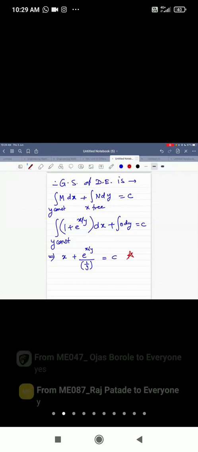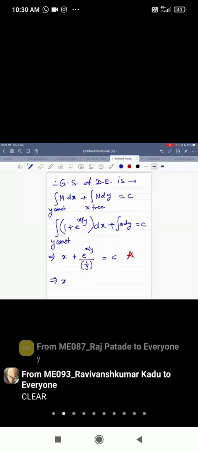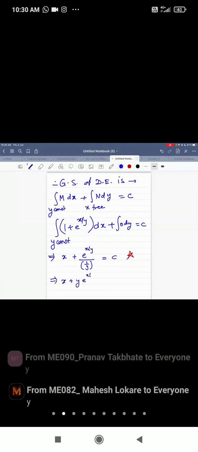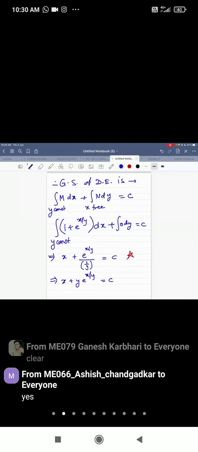Okay. So after simplification, what does it give? x plus y e raised to x by y. Denominator goes to the numerator, right? Equal to C. So this is the solution.